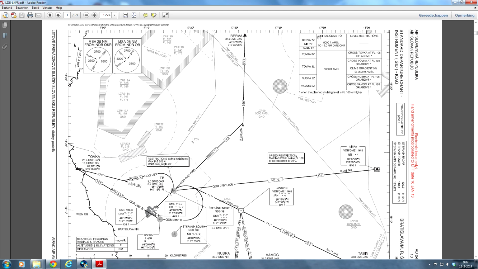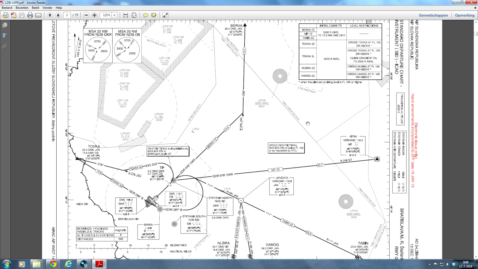There is some information right here as well concerning the initial climb altitude. As you can see, for our departure, the Berva 7 Zulu, it's to 5,000 feet. And also some level restrictions for other departures. So there can always be additional information along with the departure routes, so make sure you keep that in mind. Speed restriction also very important, a max of 250 knots indicated airspeed below flight level 100 or as requested by ATC.